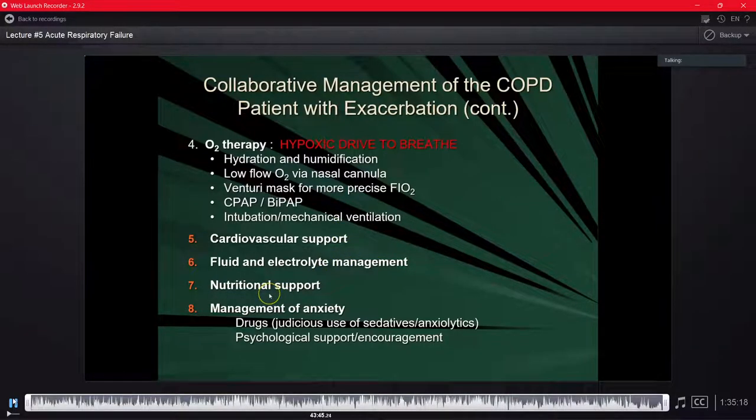Okay. These patients may be malnourished. They may have fluid deficits and electrolyte deficits. You do need to manage them. They may need cardiovascular support, blood pressure support. Typically, they're tachycardic, because remember, increased cardiac demand, decreased cardiac output because I'm hypoxic. It's a vicious cycle.